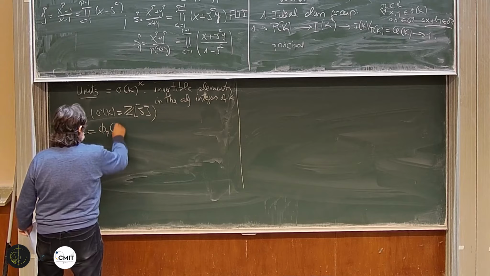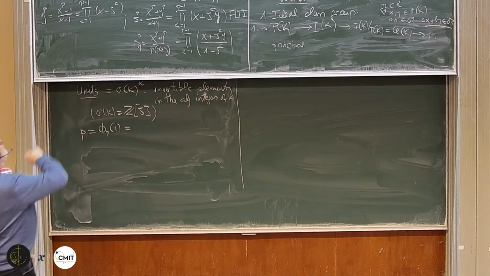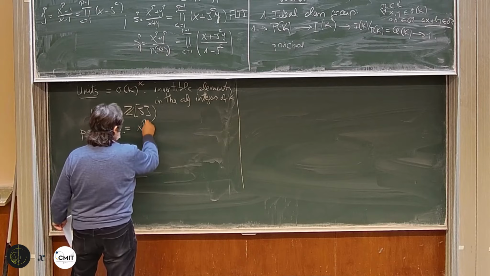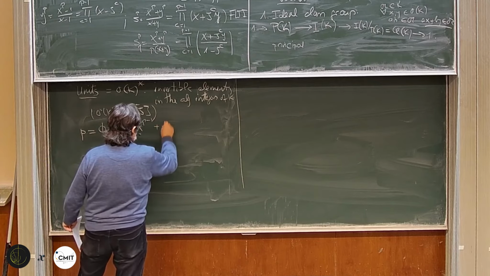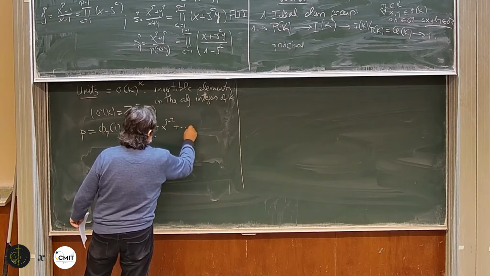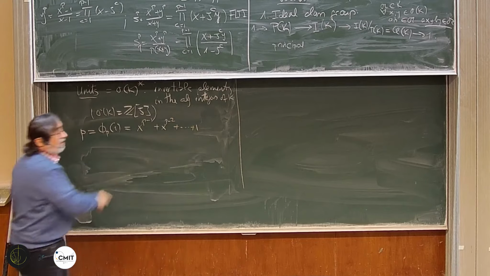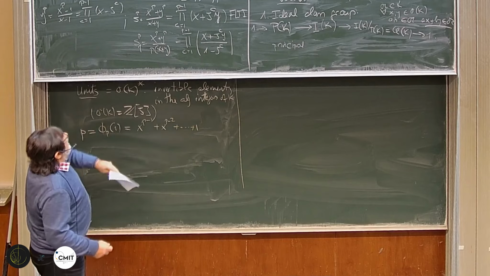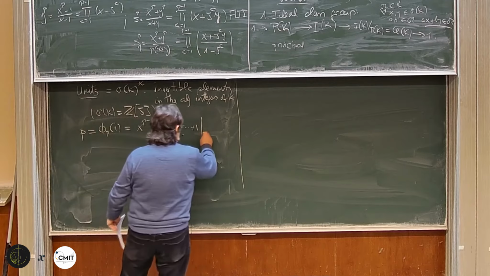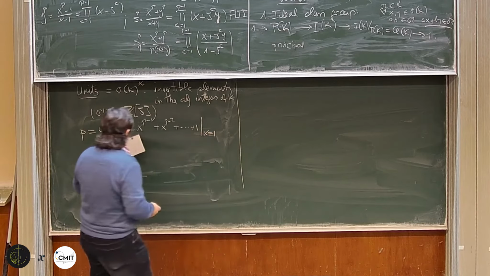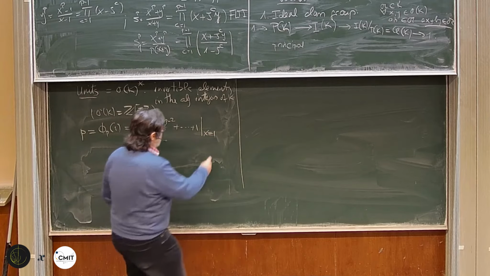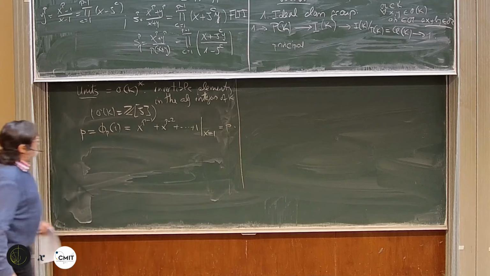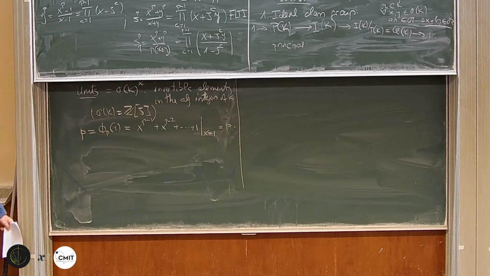Let me start by showing that the p-cyclotomic polynomial, forgive me, is nothing other than the sum of the powers of x from 0 to p minus 1. If you divide x to the p minus 1 by x minus 1, that's what you get. And now if you plug in 1, you get 1 plus 1 plus 1, p times, which is p. So p is the value of the p-cyclotomic polynomial at 1.